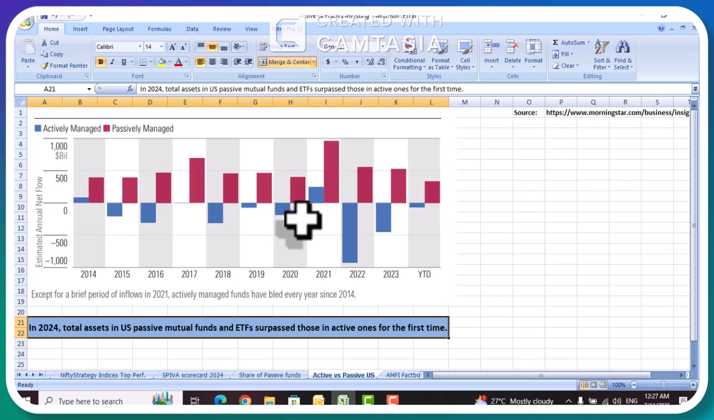Total net inflows are altogether negative in the active funds. But in the passive funds, every year it is positive, and in aggregate also it is positive. Okay, and much higher. Even in the years in which the active funds received positive inflows, the inflows into the passive funds were much higher. And in 2024, for the first time, total assets under management in US passive funds has surpassed the total assets under management in the active funds. That's something to think about.